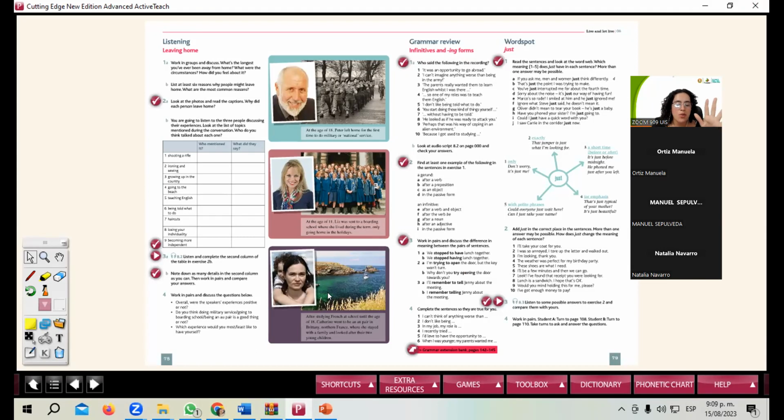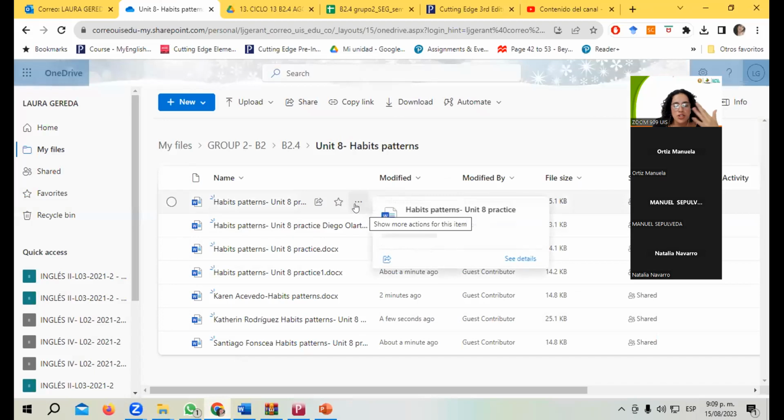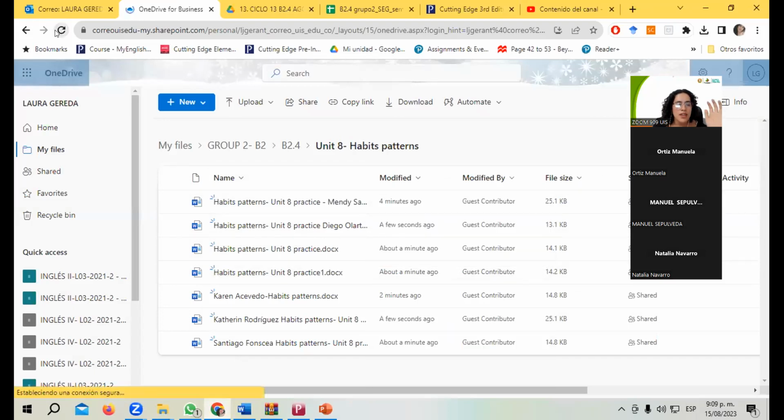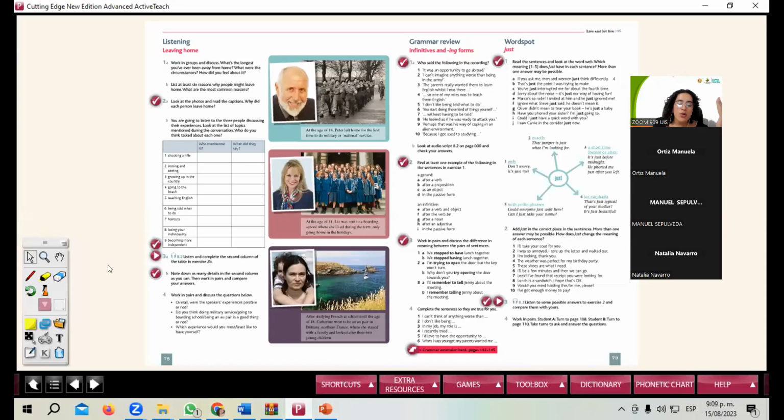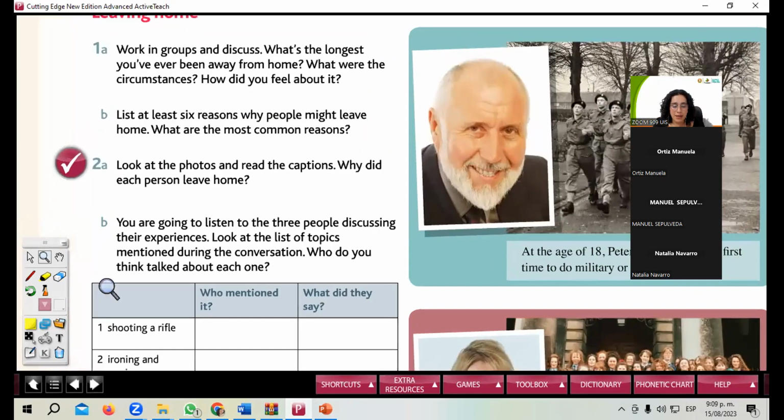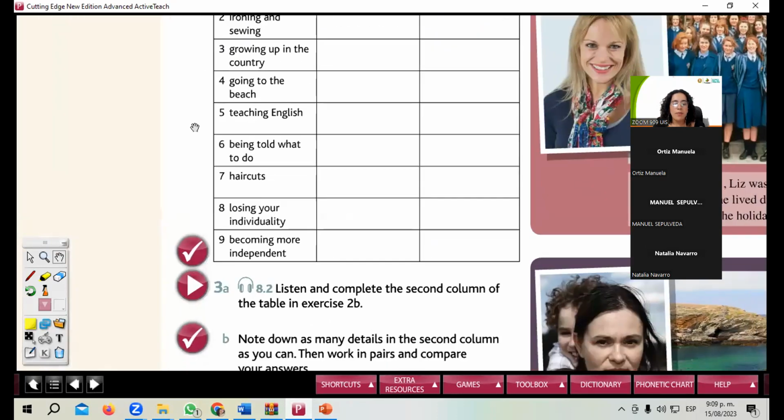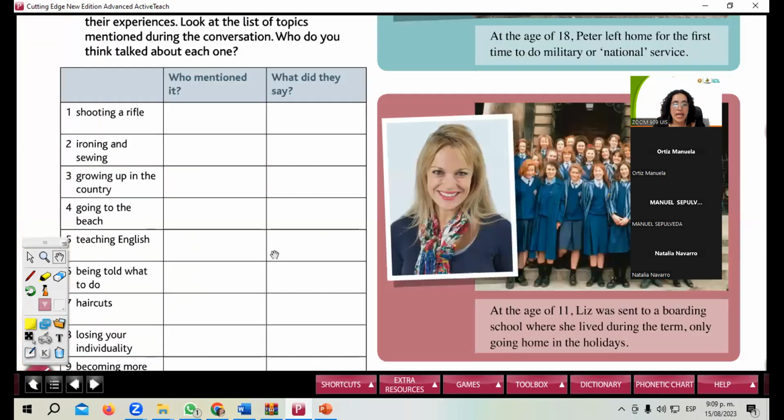Okay, guys, great. So we're going to stop with that. You can continue uploading. I think everyone finished. Now we're going to continue with Unit 8. So we will continue working on page 78. On this page, we are going to do a listening exercise. It's a bit long, so we're going to do it step by step, okay? So let's start paying attention, page 78.